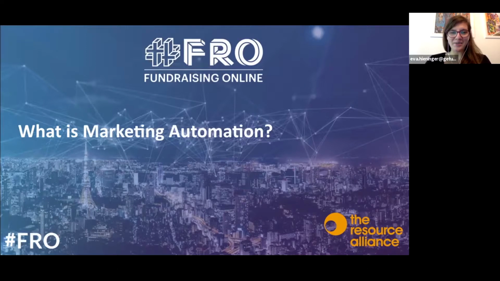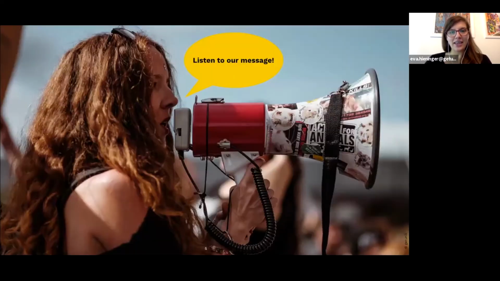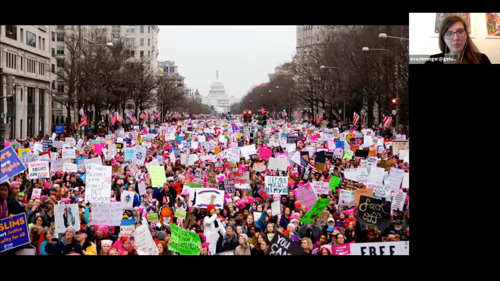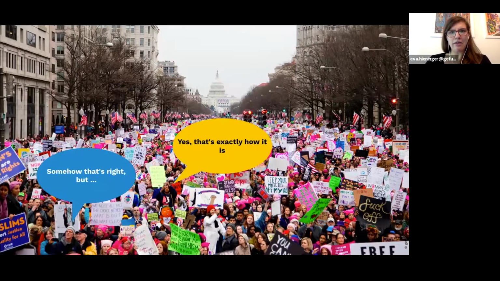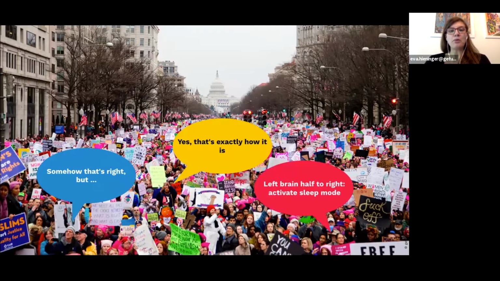So we're going to start with what marketing automation actually is. In the past, there were a lot of organizations, and actually there are still a lot of organizations, who have a message, and they spread this message as loudly and as widely as possible, with the hope that as many people as possible hear that message. It could be that a lot of people hear that message and say, yeah, that's exactly how it is. But there will probably also be a lot of people who say, yeah, that's somehow right. But there also will be people who won't react at all to the message the organization is trying to bring to the people.